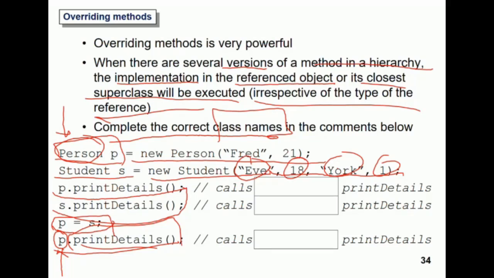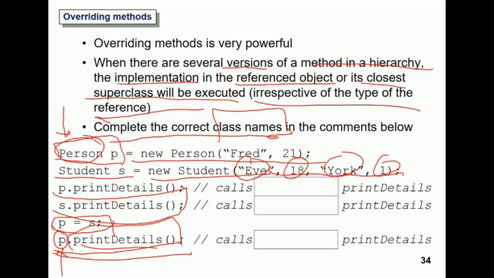So if you try to say P dot print details and P is of type person, it can only look at the person class. It'll look in the person class. It'll say, does the person class have print details? If yes, then you won't have any errors. If no, then it'll give you a compilation error and you won't be able to run the program.